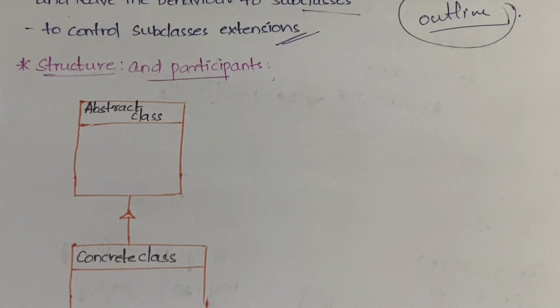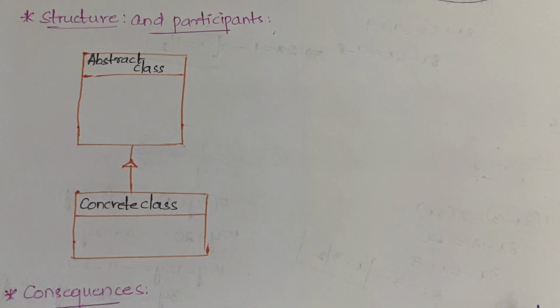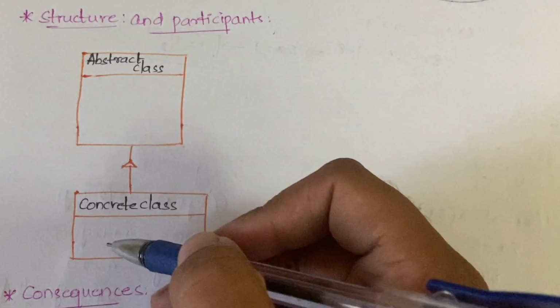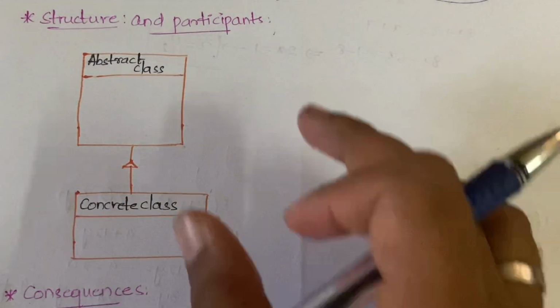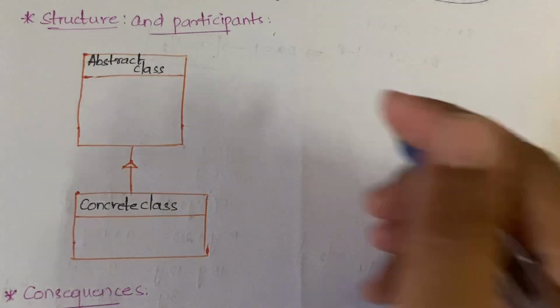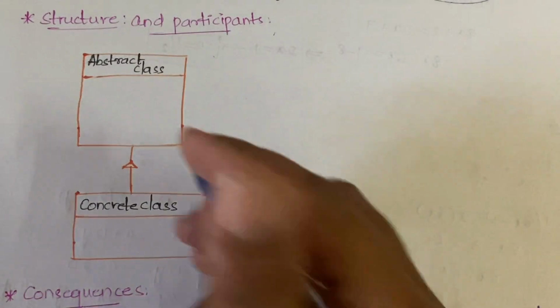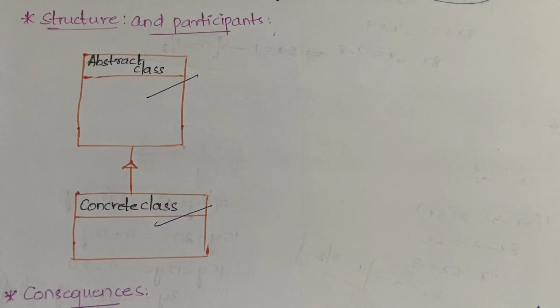Now after that you have structure and participants, and in structure and participants, you know what you have to do. You have to first draw this, then you need to again write the heading as participants, and then you need to define what is abstract class and what is concrete class. Okay, so in structure and participants we have two classes, just a simple structure. We have only two classes, one is the abstract class and the other is the concrete class. Now what abstract class will do, what concrete class will do, let us see.